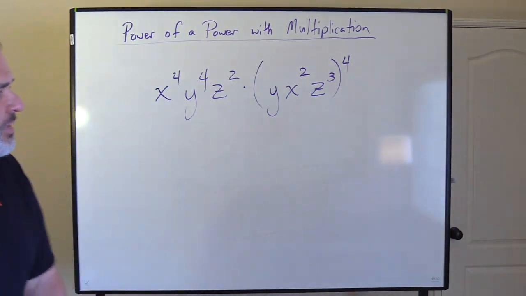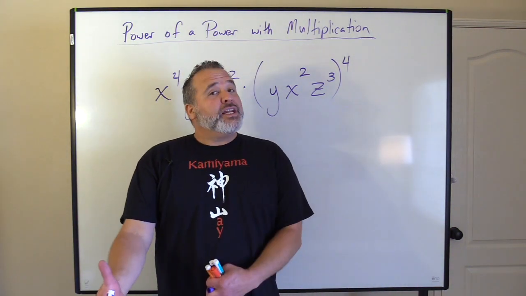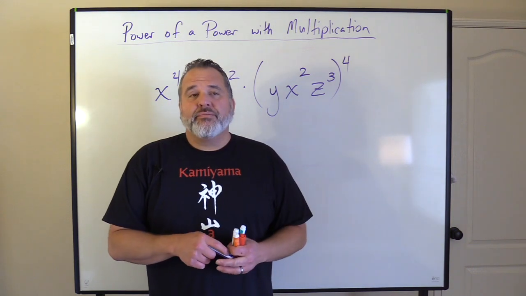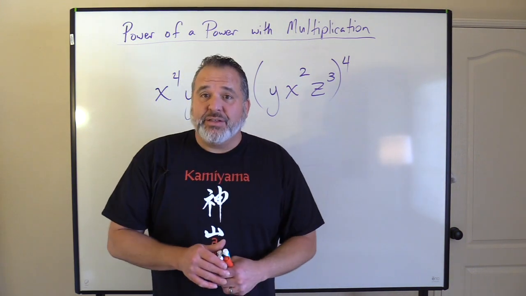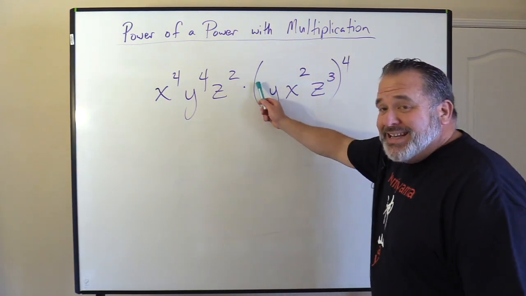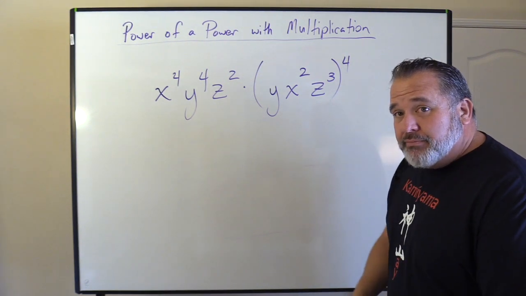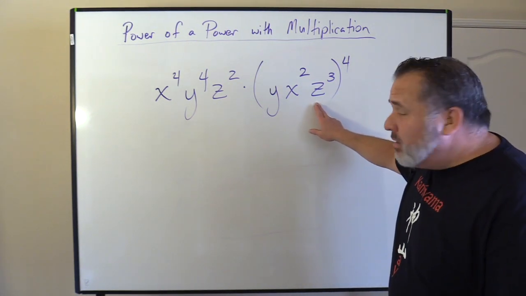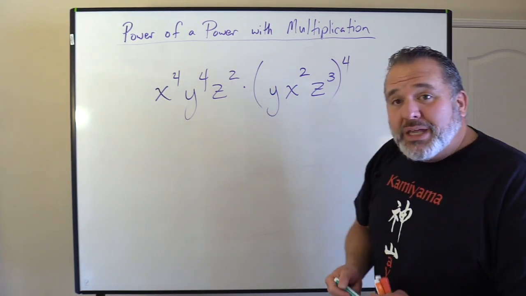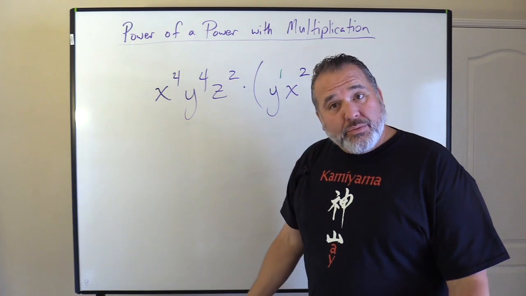I like it. Now, what's the first thing that we do? I've said it a couple times. What do we got to take care of first? Parentheses, right? We got to get rid of this power of a power. Remember my question. Does everything inside the parentheses have an exponent? The z does. The x does. The y does not. What exponent can we give it? A 1.